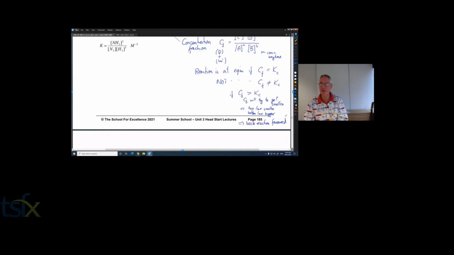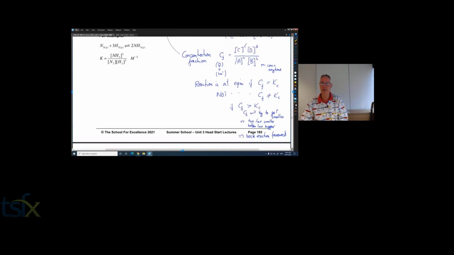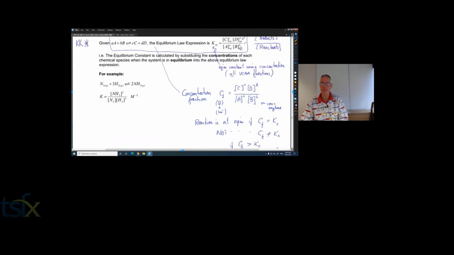The concentration fraction will get smaller. It'll be getting closer to Kc. And eventually when it hits Kc, bang, you've hit equilibrium. And that's the use of a concentration fraction. It allows you to do concentrations, put them in that expression, the same expression. But if it doesn't equal the K, it's not an equilibrium.